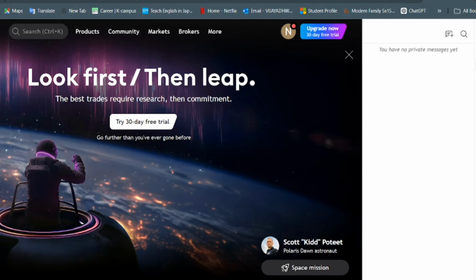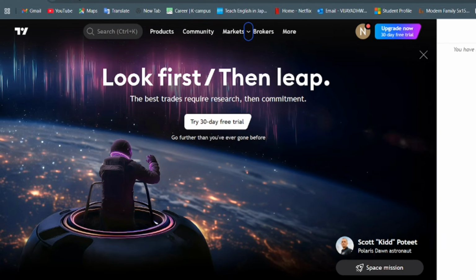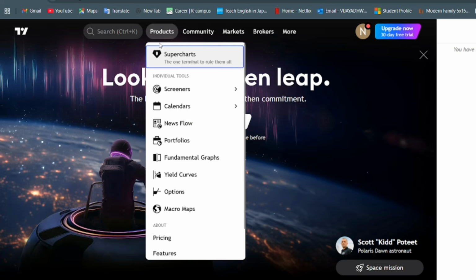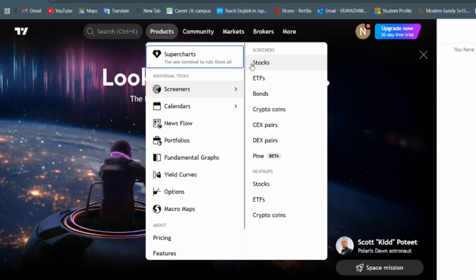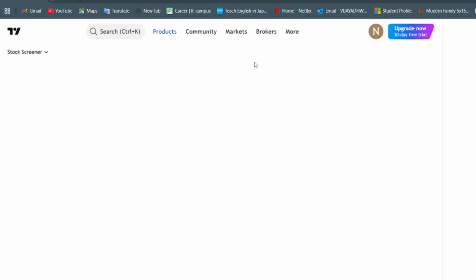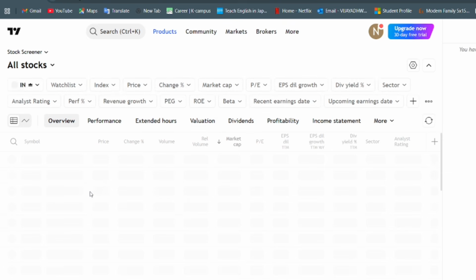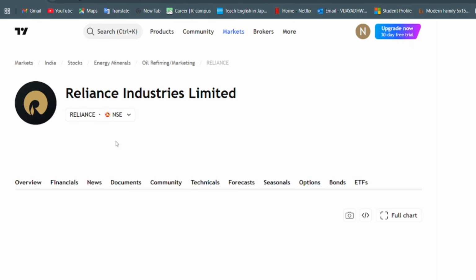Now, friends, I will show how to see the chart patterns in TradingView. We are coming to the TradingView setup. Go to the screener, select stock and then select this Reliance stock. Here we shall try to identify the different chart patterns.